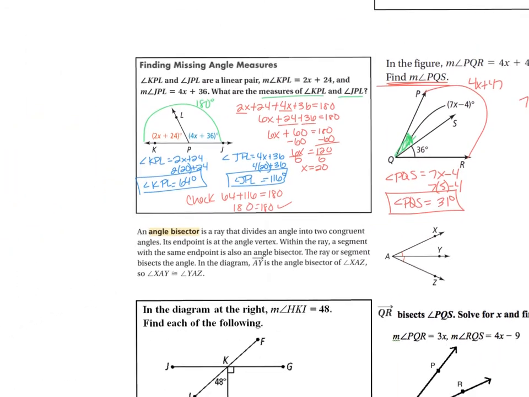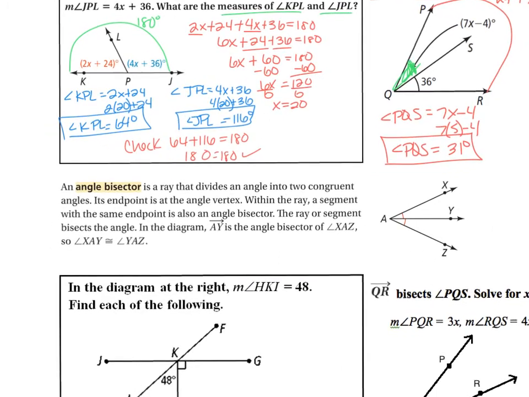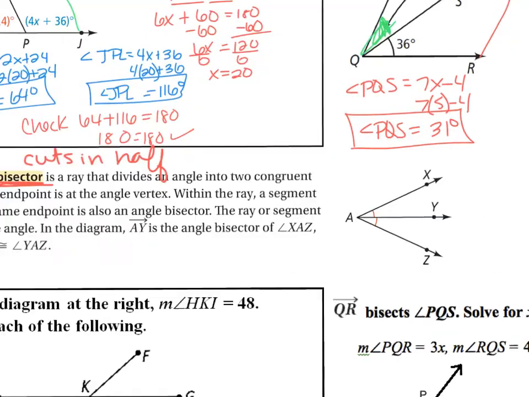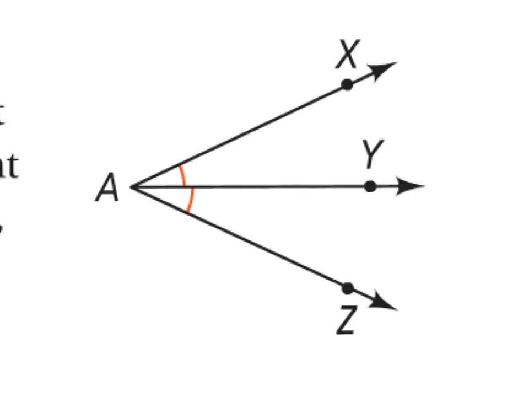Okay, next one. Next part, bisector. We saw this on the last day of notes, or 2 days ago, I guess, about segment bisectors. When you see the word bisector, think cuts in half. So if you have an angle bisector, it's a ray that cuts the angle into two equal pieces, or two congruent pieces. Looking at this diagram, you can see that those pieces are equal. So ray AY is an angle bisector. You could make that statement about that. It cuts it in half.